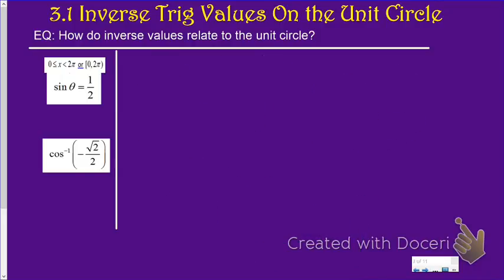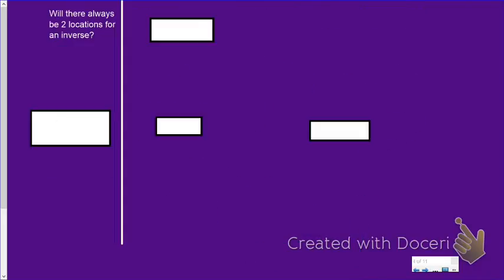Now, for most of these inverse values that we're going to see, a lot of them are going to have two locations where we can draw a triangle. But we need to think, are there always going to be two locations where we can find an inverse? I'll give you a second to think about that. Are there always two locations for an inverse?